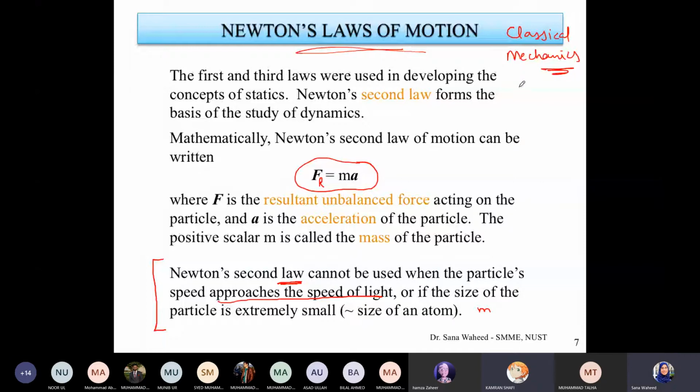So just one question though, when we do go to the speed of light, why does our mass become infinity?